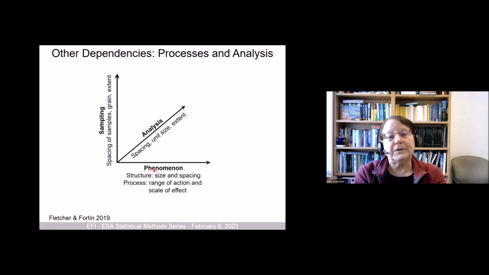Then there are other sources of spatial dependency due to the scale of the processes, the way that we sample it and the way that we analyze it. So that's important to realize.